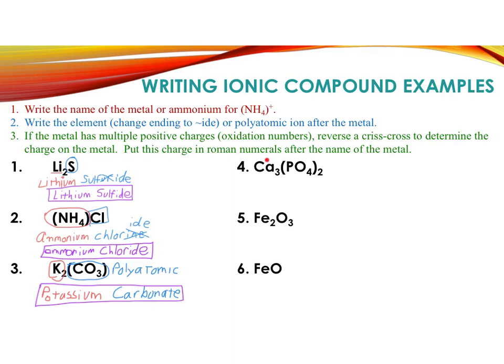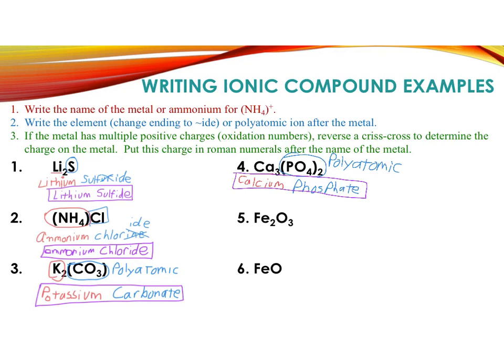Number 4, we have Ca. Yeah, there's 3 of them, but we're just worried about the symbol. Ca is calcium. PO4 is more than one element. It's a polyatomic. All right, yeah, there's 2 of them, but again, just got to look up what PO4 is. PO4 is polyatomic named phosphate. And this gets the simple element of calcium phosphate.